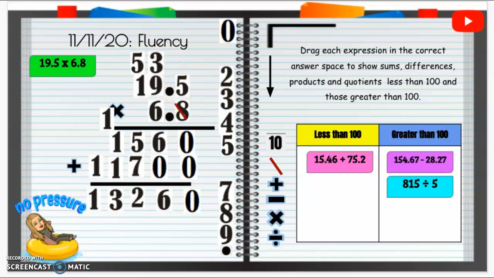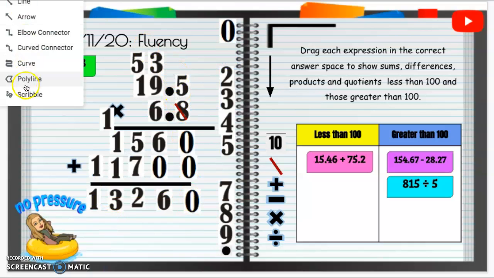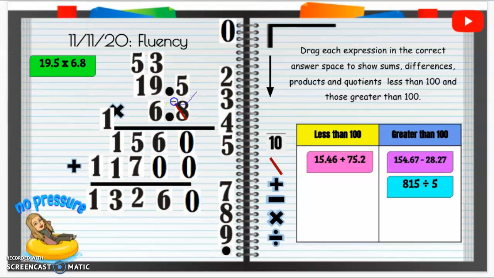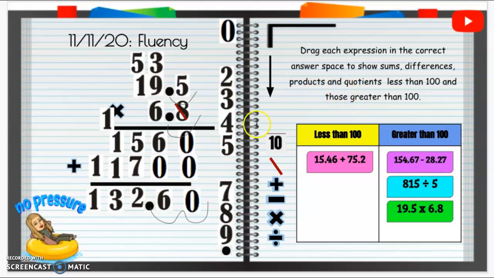Now, that decimal, how many spaces am I going to move it in? Well, let's take a look. We go in 1, in 2 total. So in our answer, we're going to move in 1, in 2. So our answer here is 132 and 60 hundredths, or 132 and 6 tenths. So 132 is way bigger than 100, so that is also going to go in this box. So that's it for our fluency. Great job!